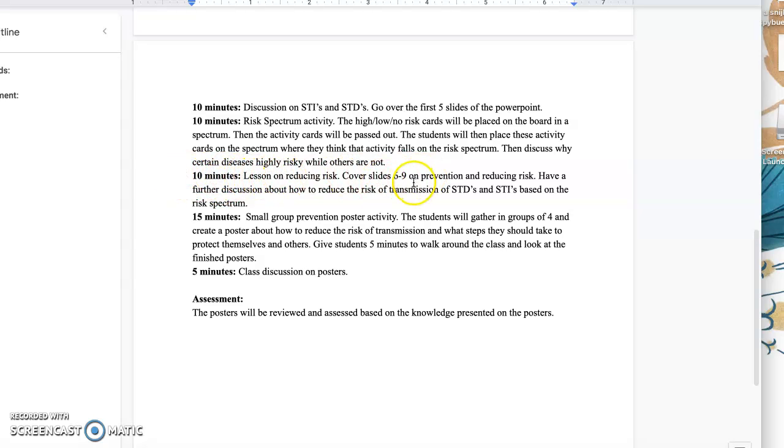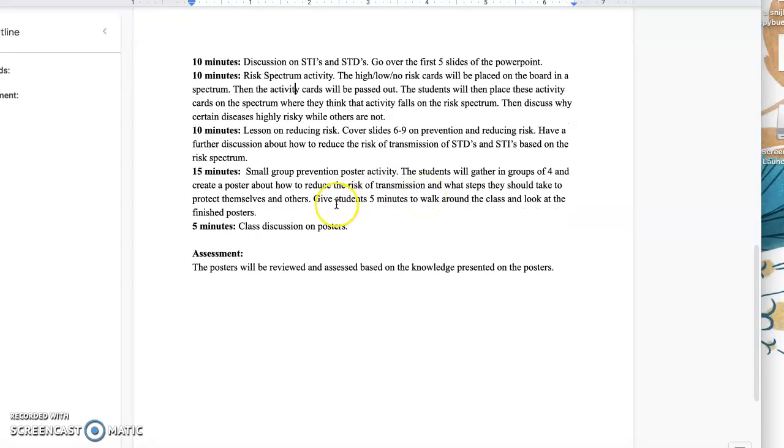So we'll cover the next few slides on the presentation, which will all be about protection, abstinence, testing, knowing the signs, talking to your partner, etc. And this will be based on the risk spectrum activity, looking at those risky activities.